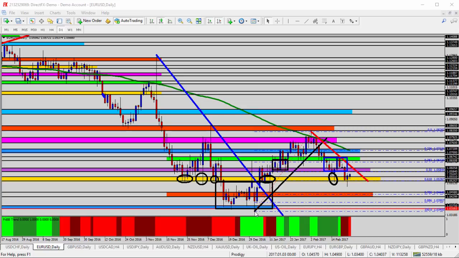We started all the way back here at the beginning of the year, at the low point down in the mid 1.0300s, and began to rise throughout the month of January all the way back up to the 100 period simple moving average. Found some resistance there at the beginning of February and we started moving back down along the red trend line.